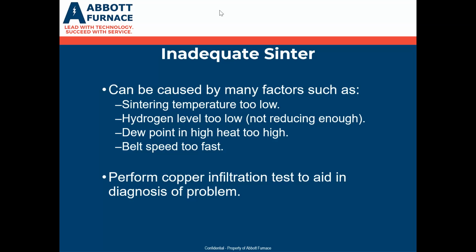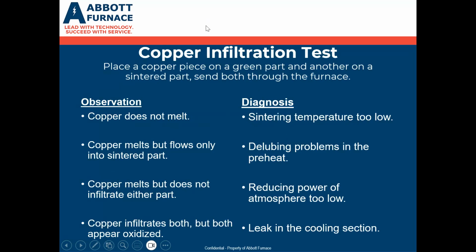So a test we do to help diagnose the problem there is we'll take a couple of parts with a copper piece. We'll do one on a green, or as-molded, part and one on a sintered part that's already been through the furnace. We'll put the piece of copper on top of the parts, run them through the furnace, and then we can just look at what happens, right? If the copper does not melt, we have a temperature issue, right?